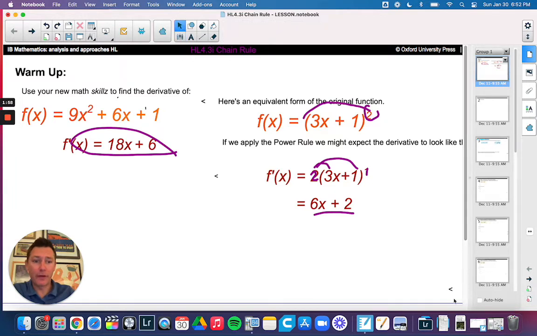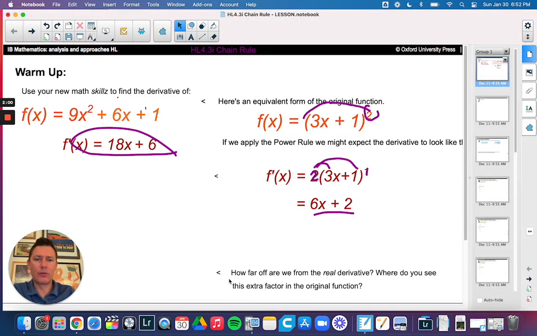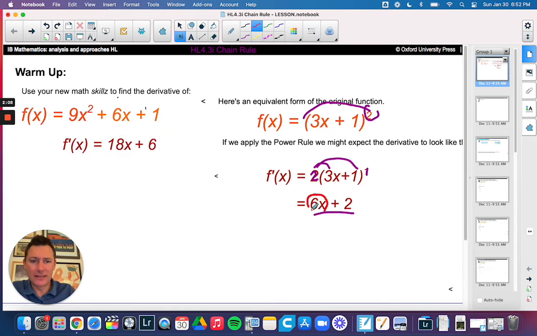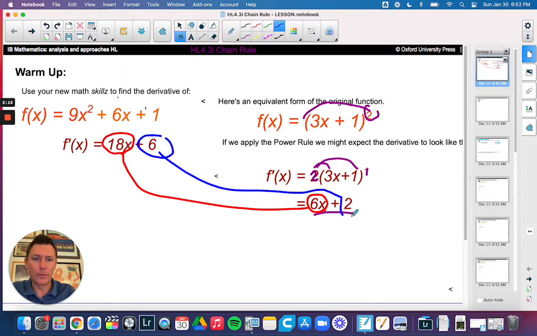We're off. And we're off by, well, let's see. I'm supposed to get 18x plus 6. Instead of 18 x's, I have only 6 x's. And instead of 6, I'm getting 2. So to me, it looks like we're off by a factor of 3. Do you see that anywhere?